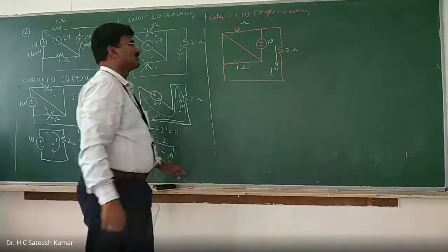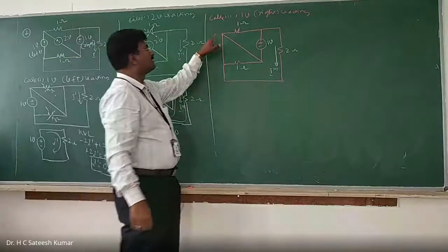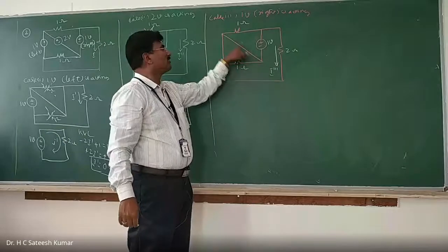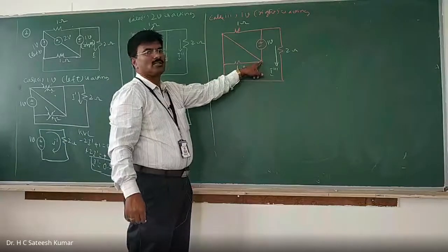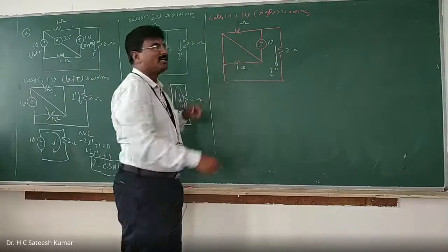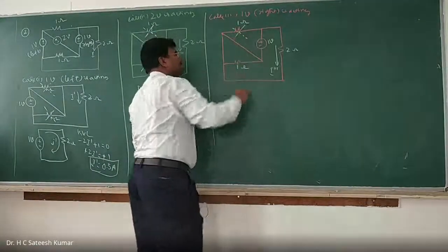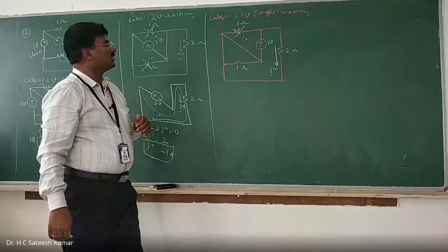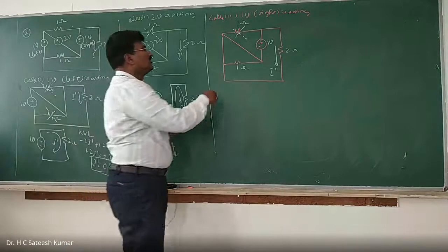Okay, right. Now you see this. This point is connected to this point. When this point is connected to this point, this will be parallel with this. So therefore, this will become redundant. That we can eliminate. That is redundant it will become. Okay, right. Now, what is that we have?